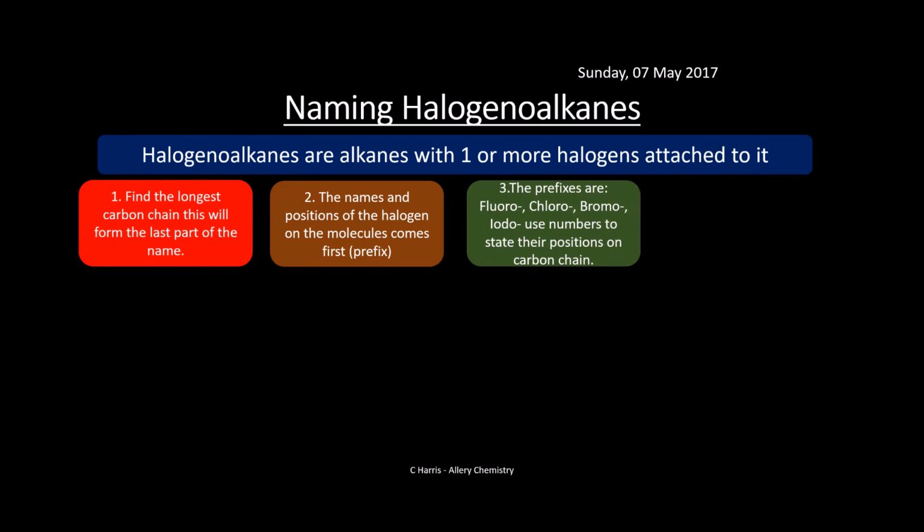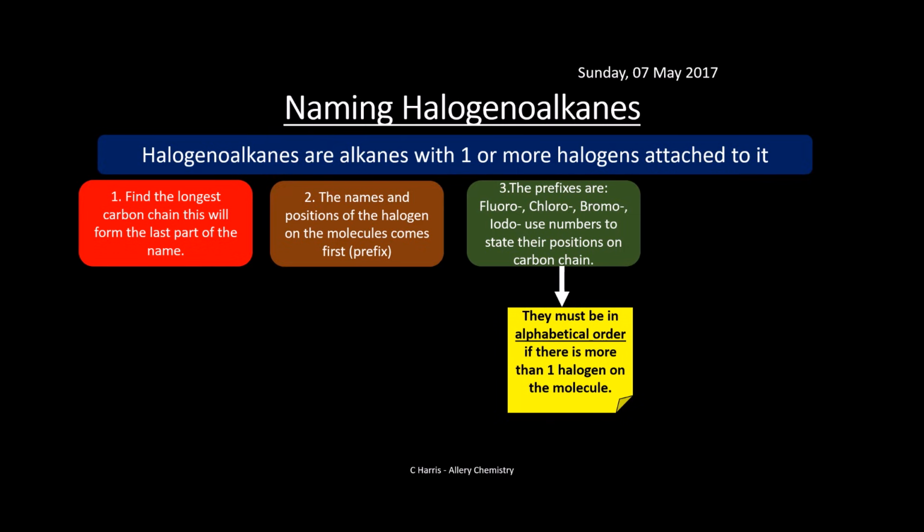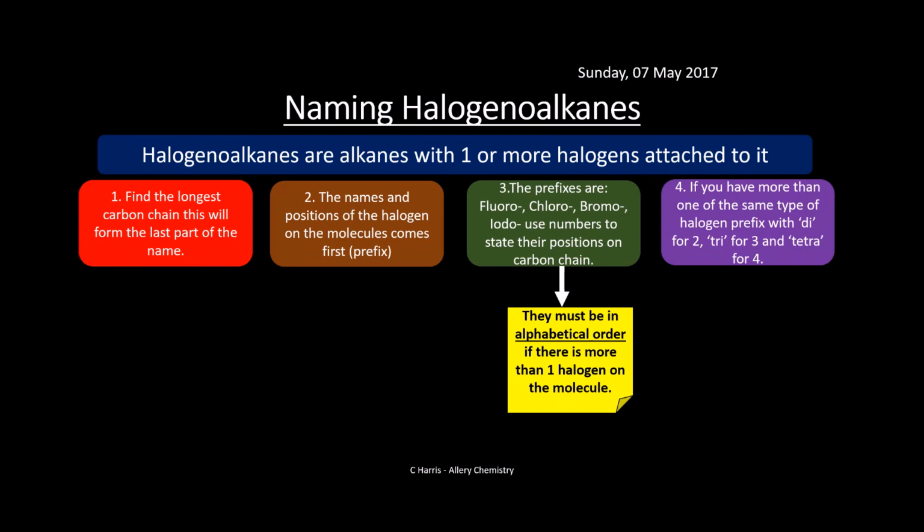That's the prefix. And then we're going to use the prefixes fluoro, chloro, bromo, or iodo, and use the numbers to state their positions on the carbon chain. And you've got to make sure they're in alphabetical order as well. So if there's more than one type of halogen, that's pretty important. And if you have more than one of the same type of halogen, then you prefix with di for 2, tri for 3, and tetra for 4 of them.